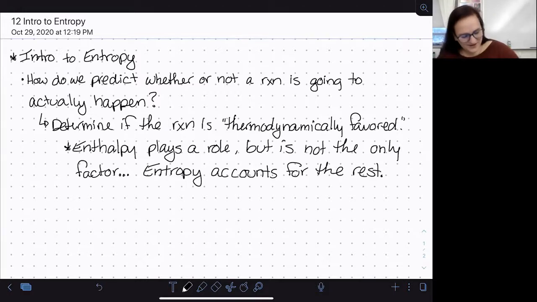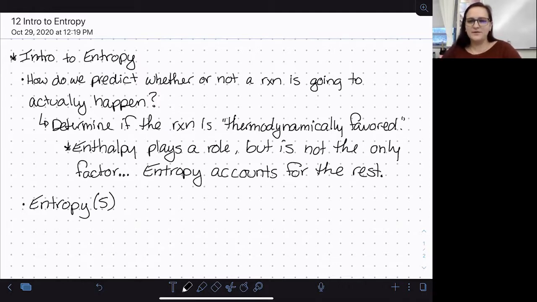So entropy accounts for the rest. Entropy is my favorite subject. Entropy is symbolized by a capital letter S, and a typical high school definition for entropy that I'm not even going to write down because it's terrible and you should never use it, is that entropy is a measurement of the chaos or disorder or randomness in a system.